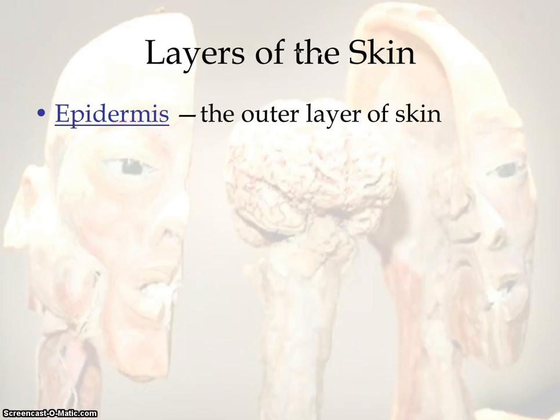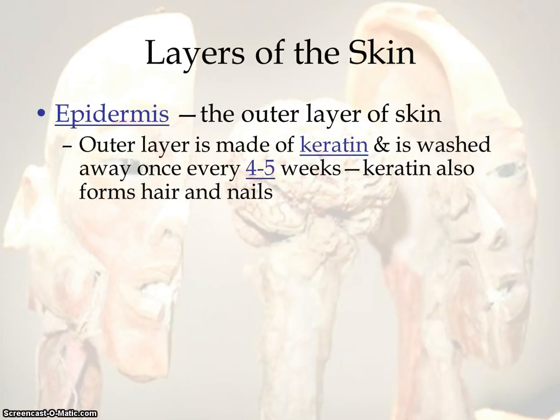So let's get into the layers of the skin. You have the epidermis. Now, dermis is skin. Okay. You have the epidermis, which is the outer layer. The outer layer of the skin is made of a protein called keratin. And it gets replaced about every 4 to 5 weeks. So this is constantly exposed to elements, wind, weathering, water flow. Okay, so it's going to be replaced about every 4 to 5 weeks.